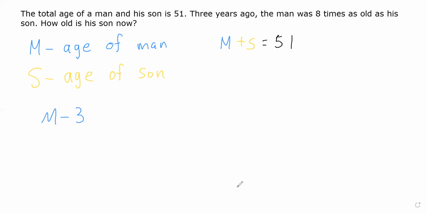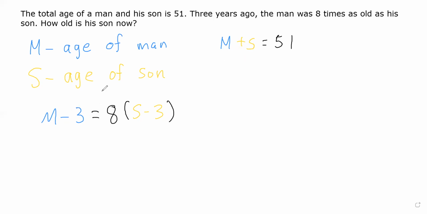Okay, so M minus 3 was the man's age 3 years ago, and this is equal to 8 times as old as his son 3 years ago. So 8 times, how old was the son 3 years ago? S minus 3. Okay, so S minus 3 was the son's age 3 years ago. 8 times that is the man's age 3 years ago, M minus 3. So we can solve for M.